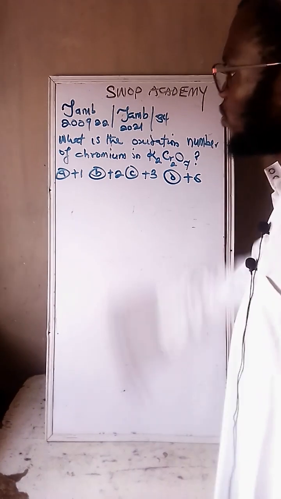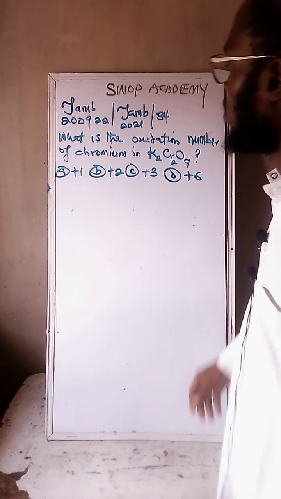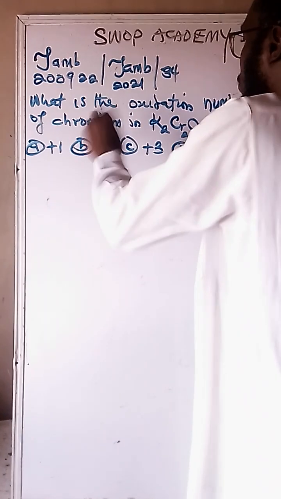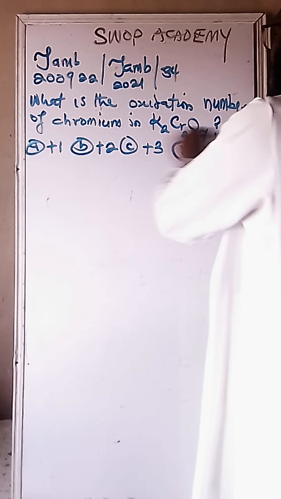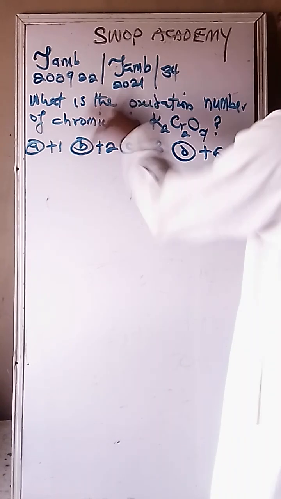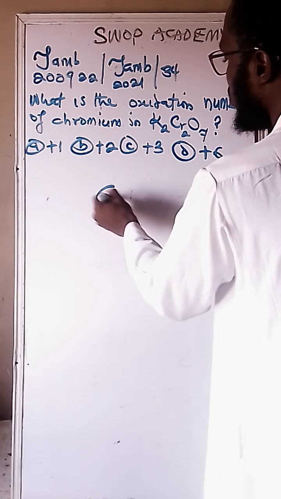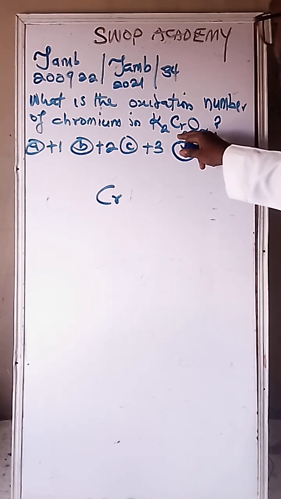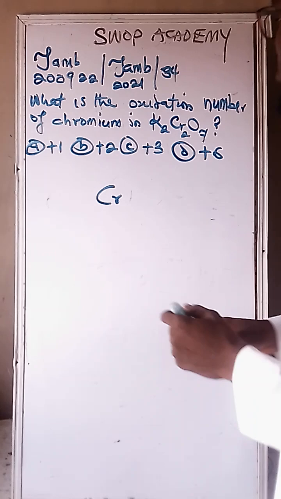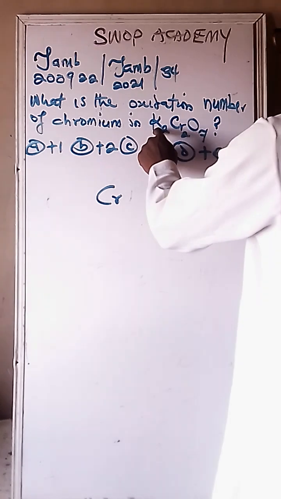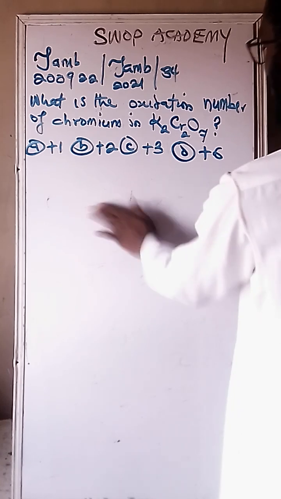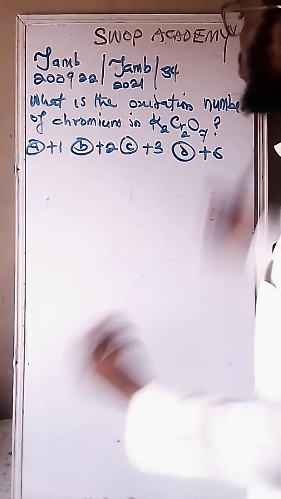This is another beautiful question under oxidation, where we are asked: what is the oxidation number of chromium in this particular compound? Chromium is denoted as Cr. So where you see Cr here is a symbol used in representing chromium. Now K is potassium, O is oxygen. So what is the oxidation number? They can also call it oxidation state.